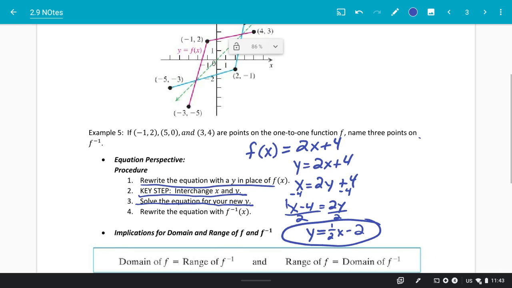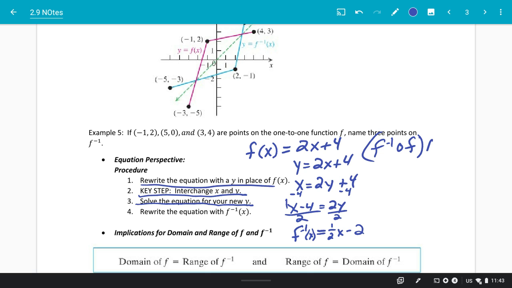Anybody? I can find f. Now, this actually should be, I should write it like this. Instead of y, I should say, hey, that's f inverse of x. Now, how do I prove that these babies are inverses? Well, I could graph it, yeah, absolutely. But let's do it equation-wise. F inverse of f of x. I got to compose these functions.